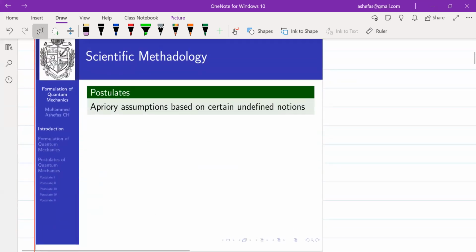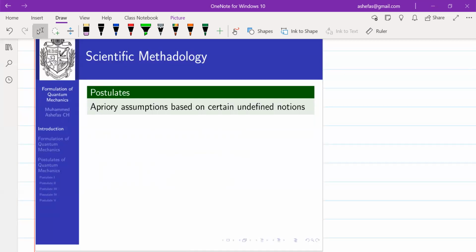Okay, so we know that any scientific methodology has certain steps, or the methodology of science has certain procedures to follow. The first one is, in order to start any theory, any scientific theory, we should have a postulate. Okay, and postulates are nothing but a priori assumptions.